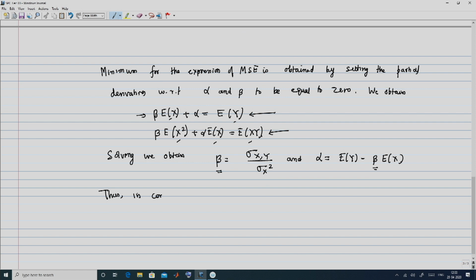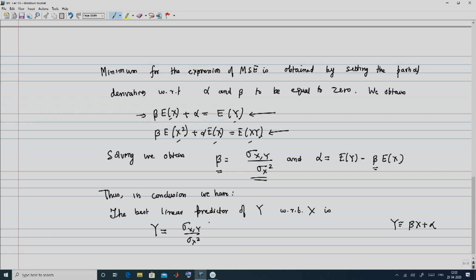Thus, in conclusion of all this exercise, we can make the following statement: the best linear predictor of y with respect to x is given by y equal to, remember our assumption was that y will be approximated by beta x plus alpha. I have calculated beta to be sigma xy over sigma x square, into x plus alpha. So what is alpha? Alpha is E of y, which I will denote by mu y, and E of x by mu x for consistency of notation. So this is mu y minus beta, which is sigma xy over sigma x square, into mu x.